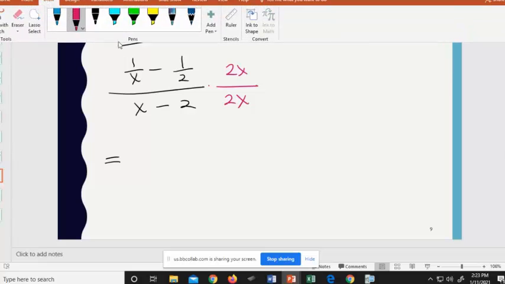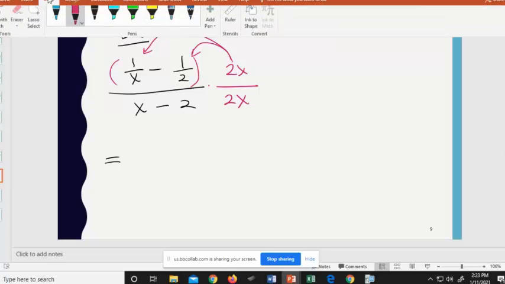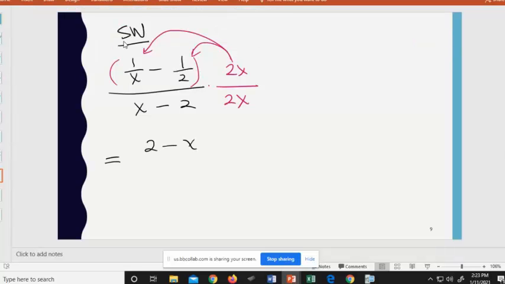2x times 1 over x, the x's cancel and we still have a 2. And then 2x times 1/2, the 2's cancel, and we still have an x. And so altogether we get, I say 2 minus x in the numerator over, okay, leave this as these factors, 2x times x minus 2.